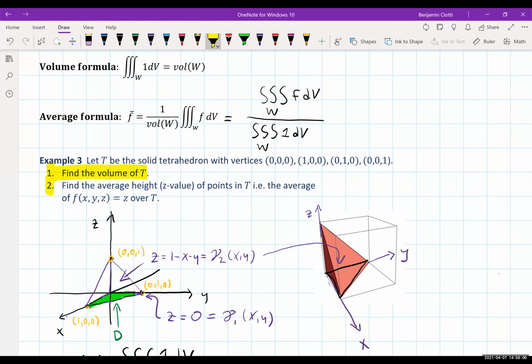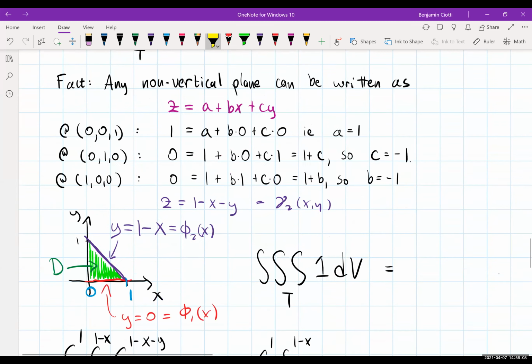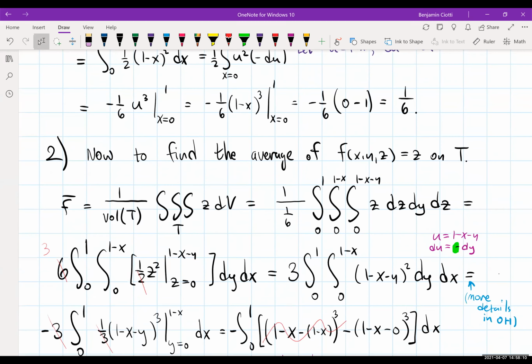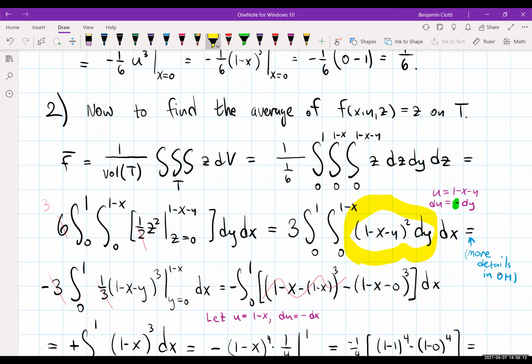Let me ask if there was anyone that was lost at the U sub part. Like, how the heck did I integrate this? Did anyone want me to talk about that one? How I got this, or how I got that minus sign? Did everyone see that was this minus sign? Oh, everyone's good on that.